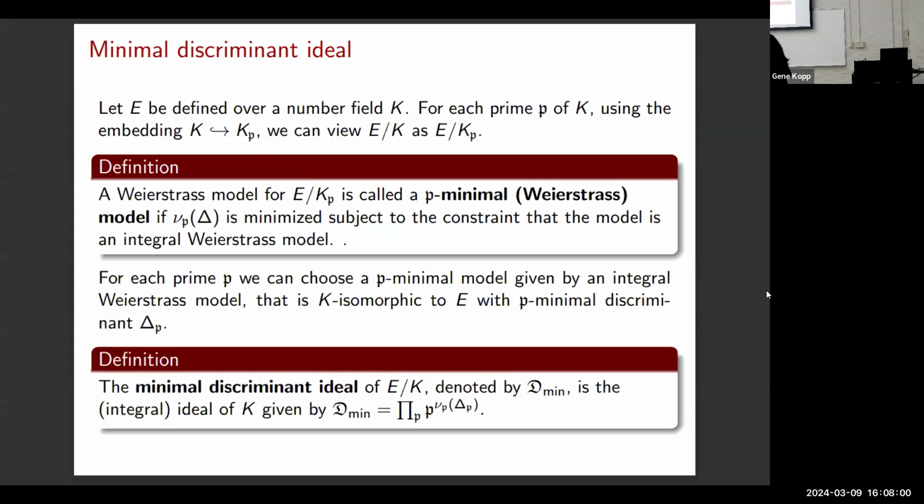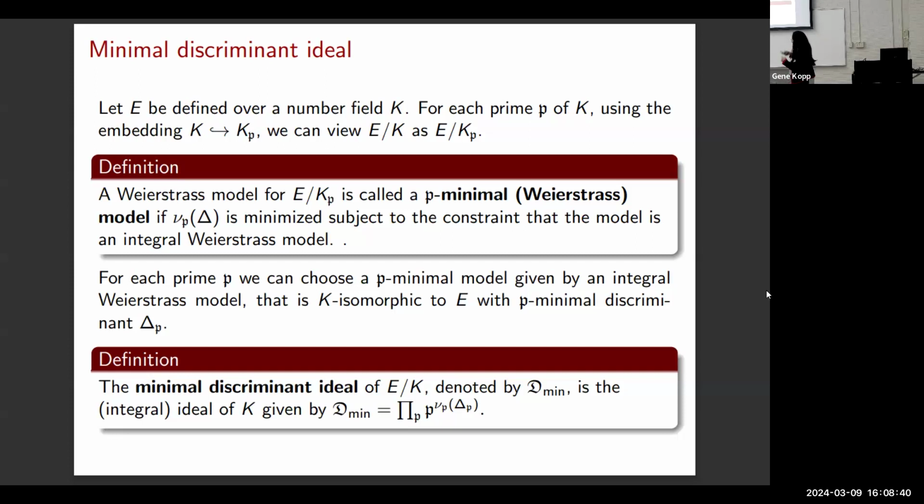Now, it turns out that for each prime p of this particular number field, we can get to a minimal model, which is K-isomorphic to E, and it has a minimal discriminant, which we are going to call delta_p. And then we define the minimal discriminant ideal. So this is a thing for this number field. It's an ideal which is a product of prime powers, where the exponent is the valuation of the p-minimal discriminant which we are choosing, right?